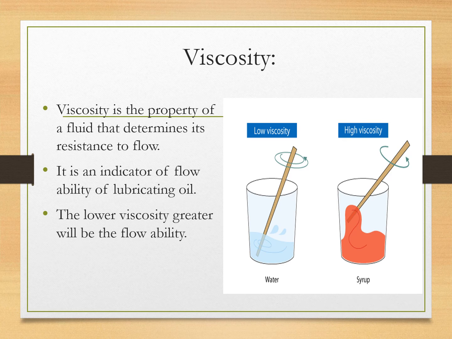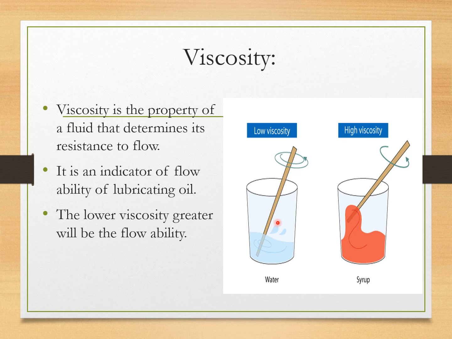Viscosity. What is viscosity? It is a property of a fluid that determines its resistance to flow. Just observe these two examples. In this one we are taking water and a stirrer. Here we are taking a syrup. Consider any syrup we are using. You can also consider honey or oil. In which glass are we easily able to move this stirrer?